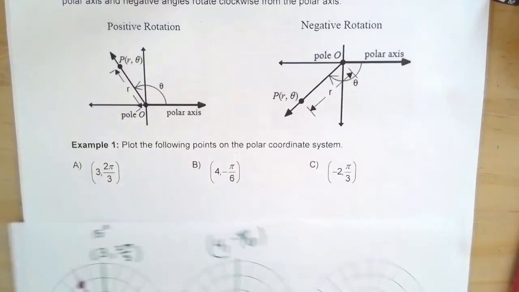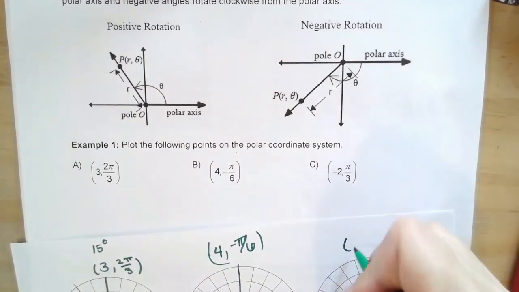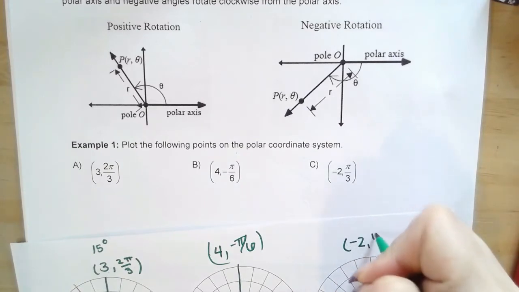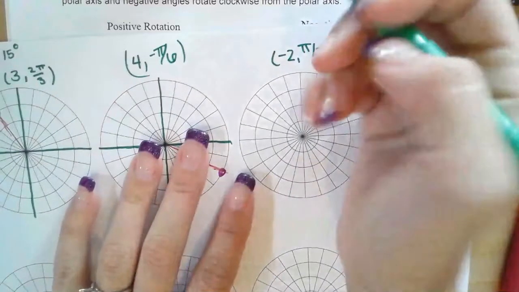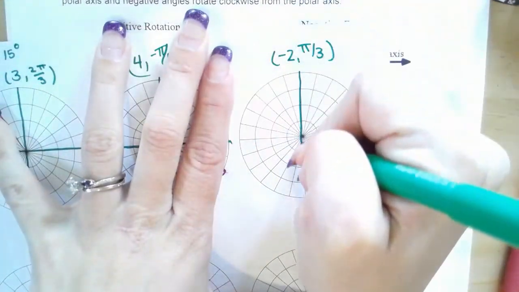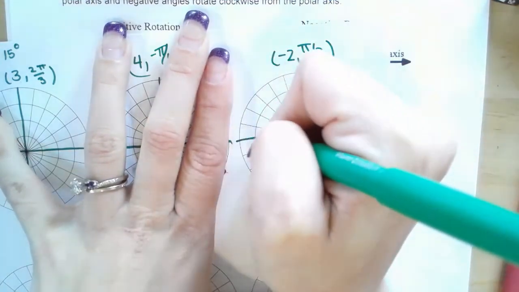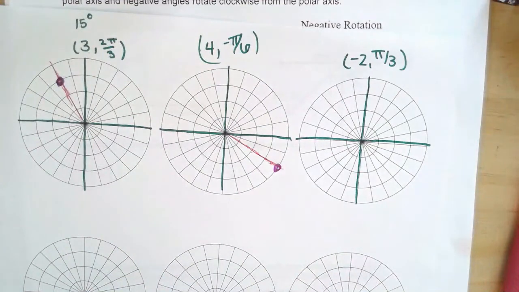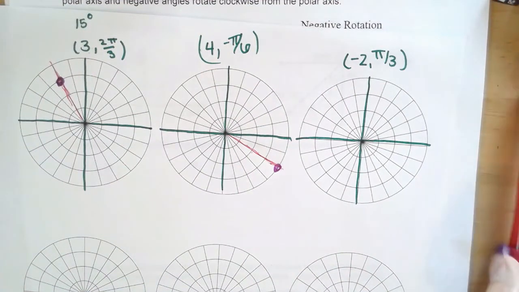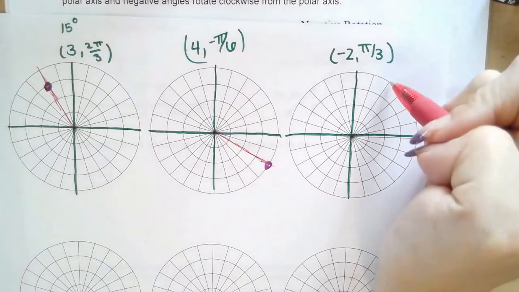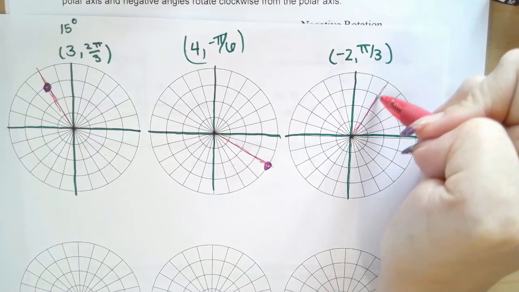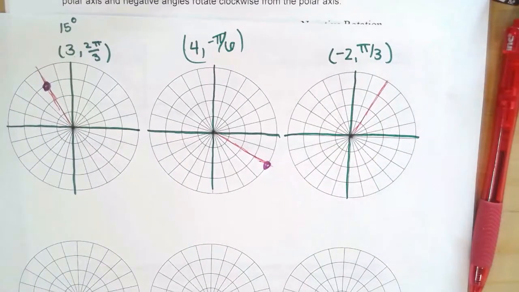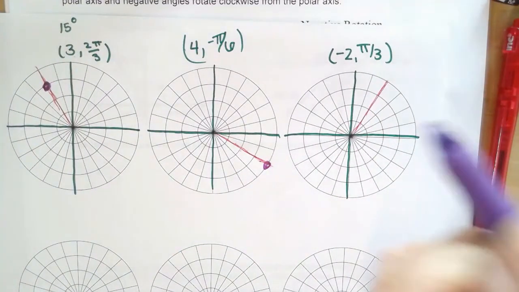All right, in our next one we have negative 2 pi over 3. So let me mark down my x and y axis there. Okay, now in this case, again, we're going to do pi over 3. So pi over 3 is going to be right here, right? Now, the thing is, though, in this case, we're going negative 2.